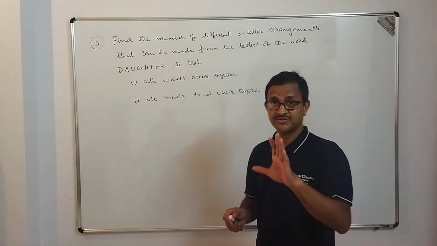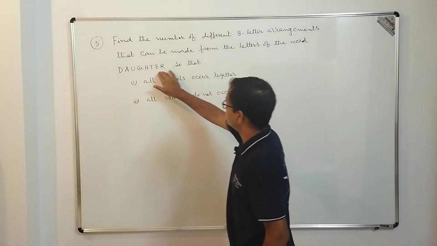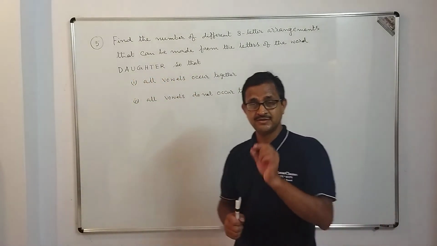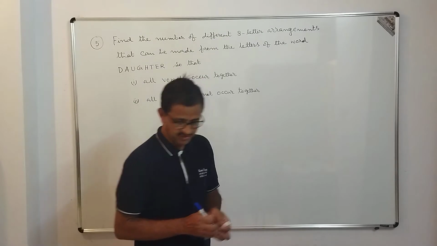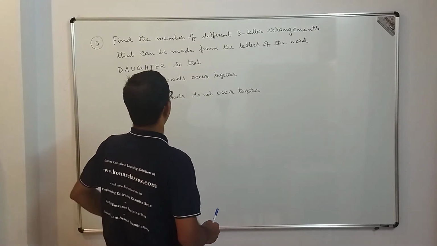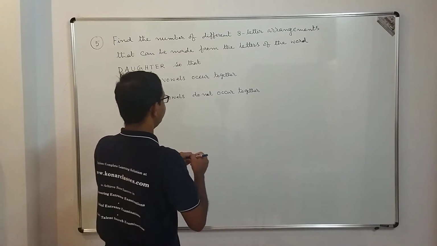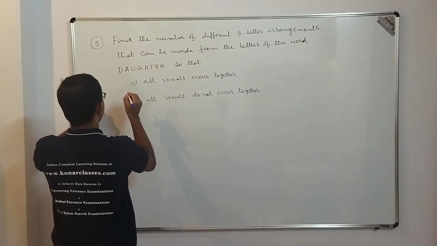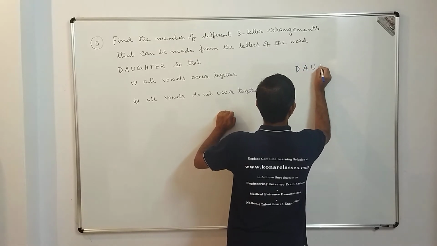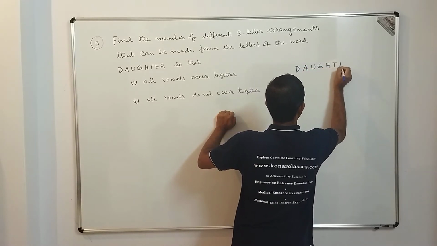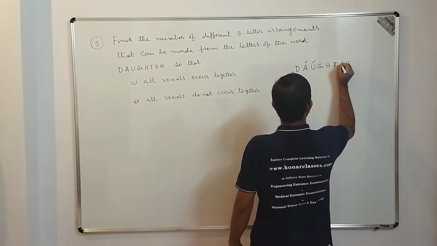Important question, lot of things to learn from here. If we look into these letters of the word daughter, all the letters are distinct. Let me explain the solution in a different color. All the letters are distinct. Now as vowels are coming into this question, let us identify what the vowels are. Vowels are A, U and E.